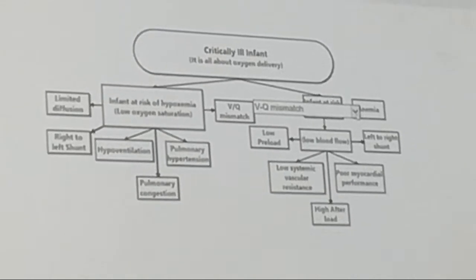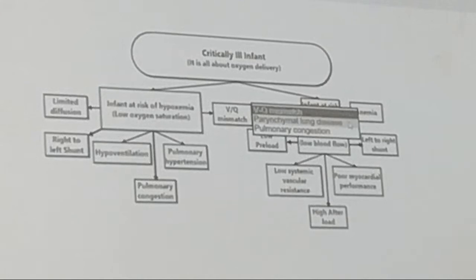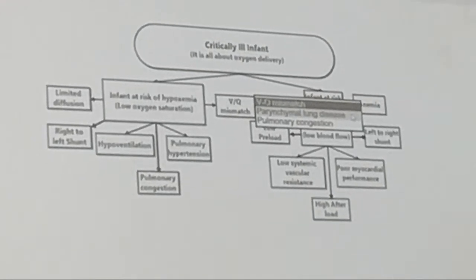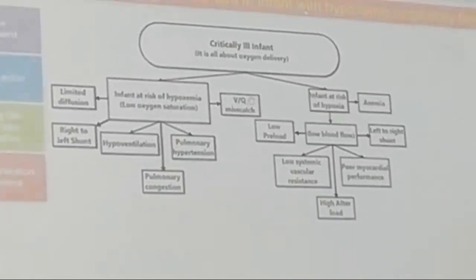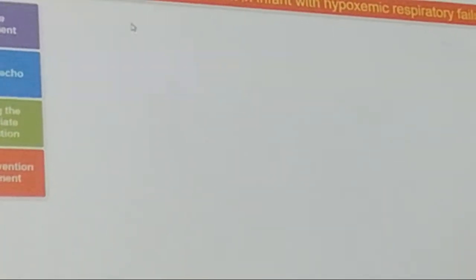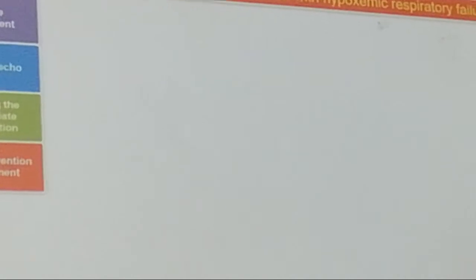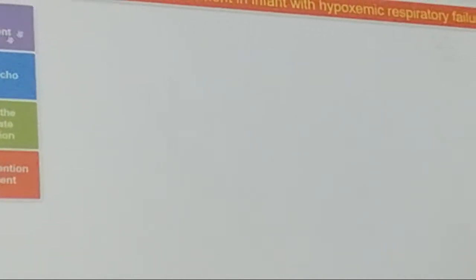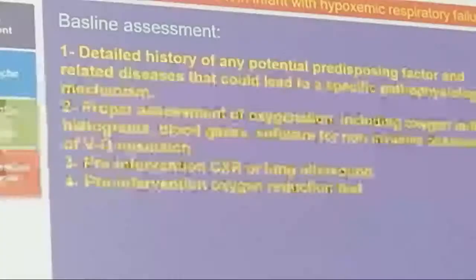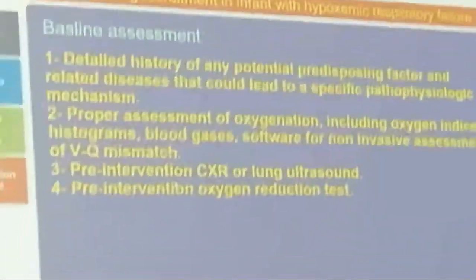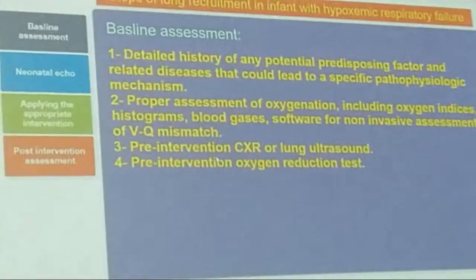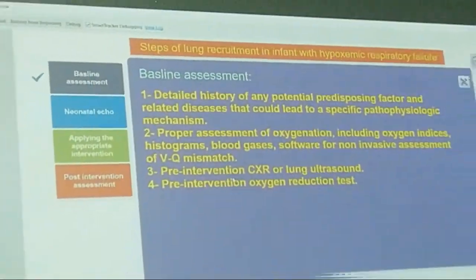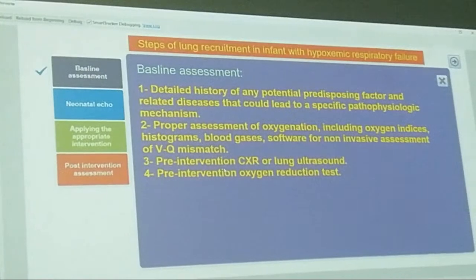Then the most important mechanism is VQ mismatch, which is the common mechanism in most of the parenchymal lung diseases or lung congestion. Steps of lung recruitment in infant with hypoxemic respiratory failure. First step is the baseline clinical assessment, which includes: 1. Detailed history of any potential predisposing factor and related diseases that could lead to a specific pathophysiologic mechanism.